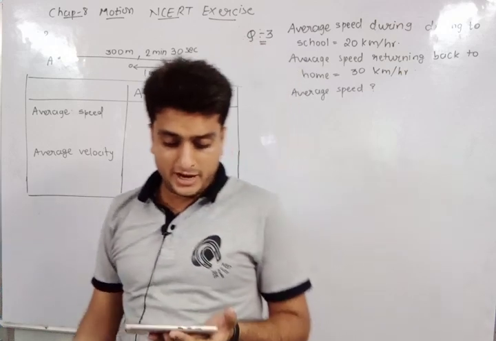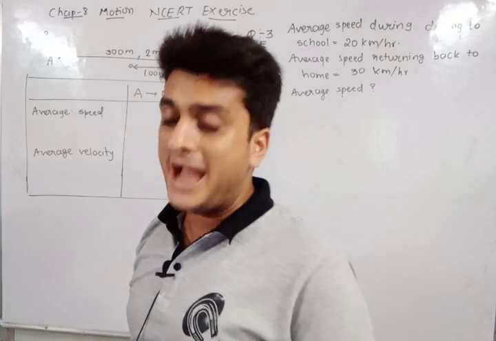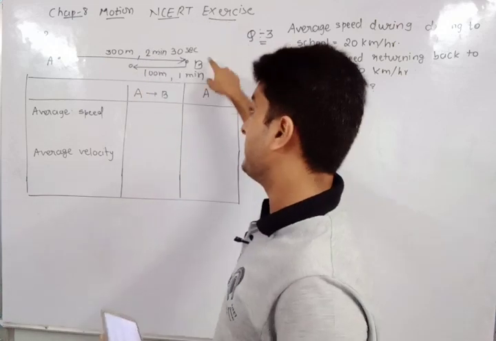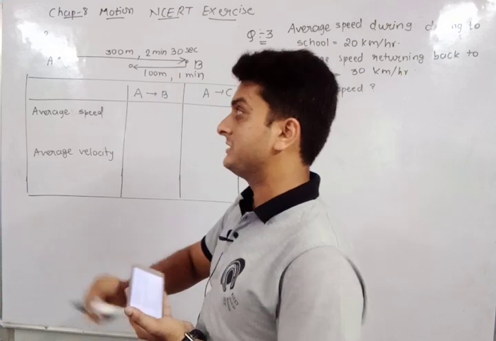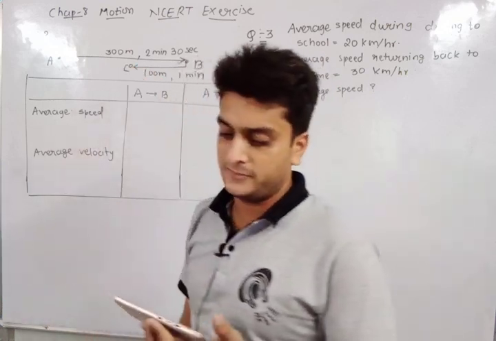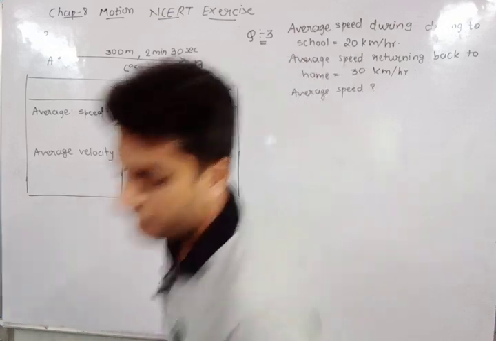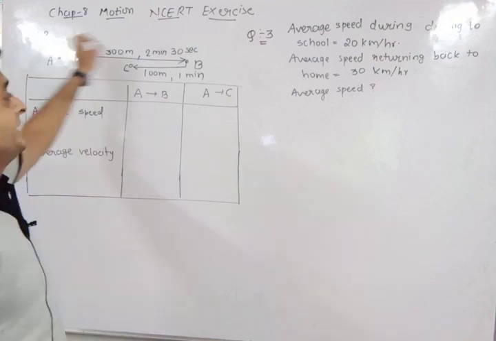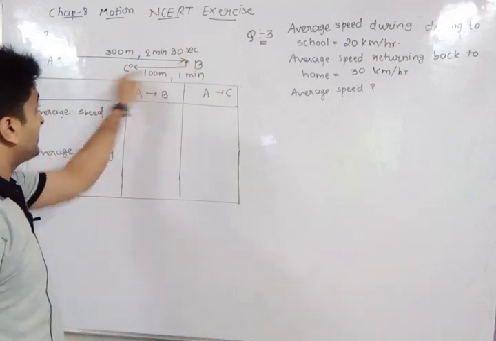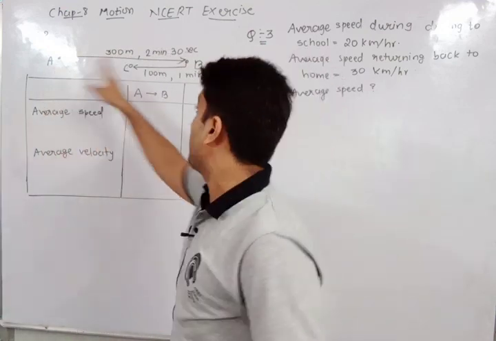Then he turns around and jogs 100 meter back to point C. After point B, he turns around and jogs 100 meter to the final point C, in a time of 1 minute. You want to find the average velocity and average speed during the motion from A to B and A to C. So basically we have 3 points A, B and C.